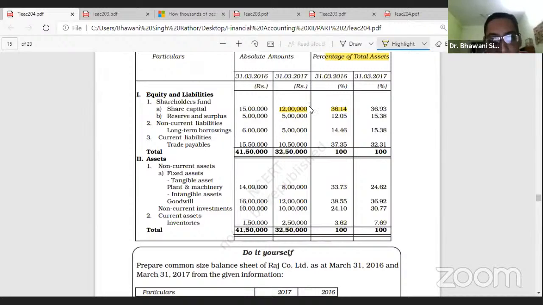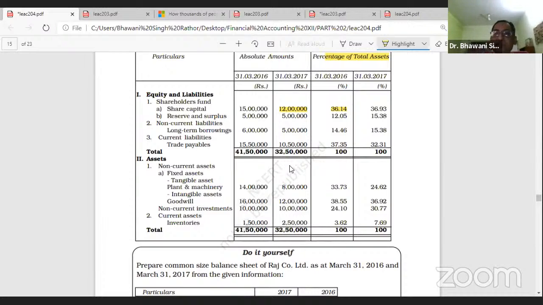And similarly for the assets part, this is for the equity and liability part, then you do it for the assets part also, so as to find out the percentage of total assets. Different items as a percentage of total assets. This is again showing the weightage of different items in the total assets of the company. For example, your share capital is 36.16 percentage in the closing year 2016, of the total assets.